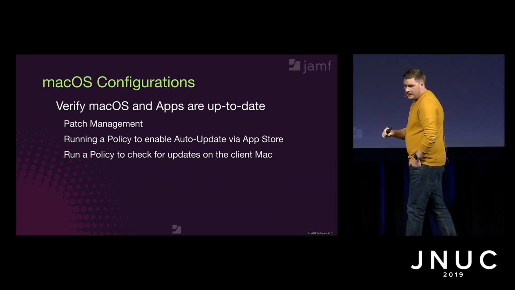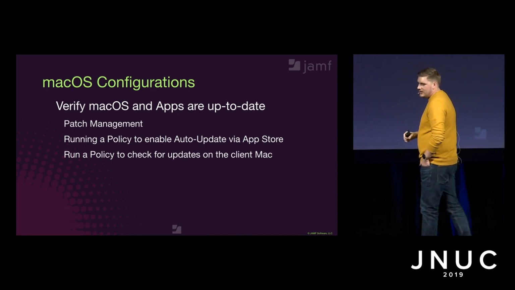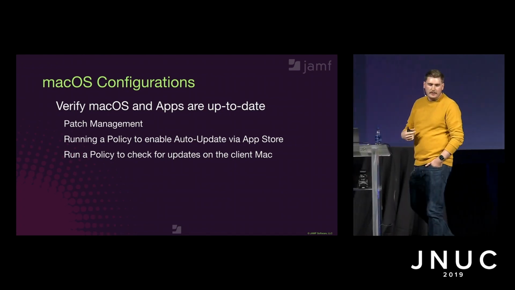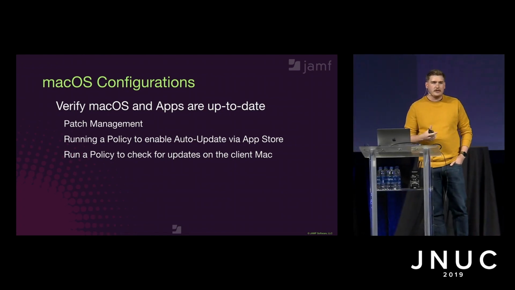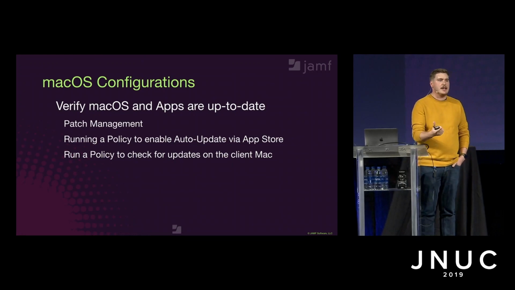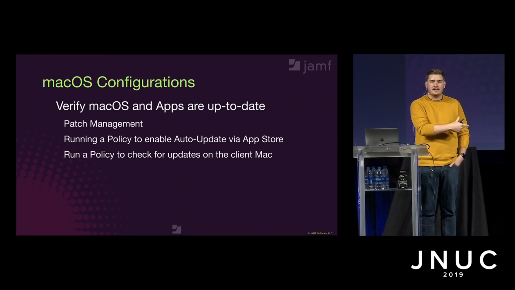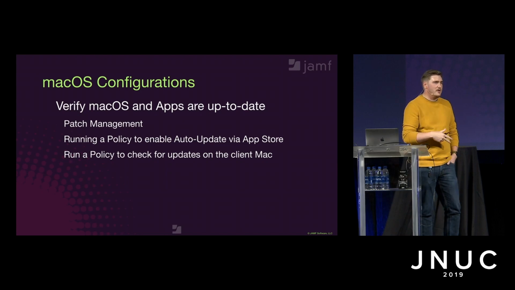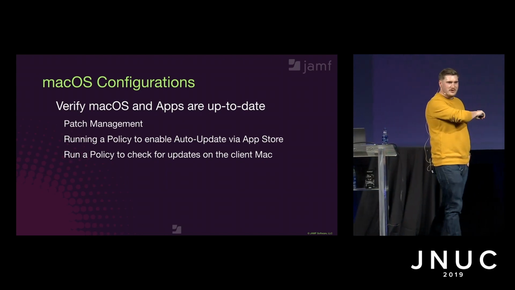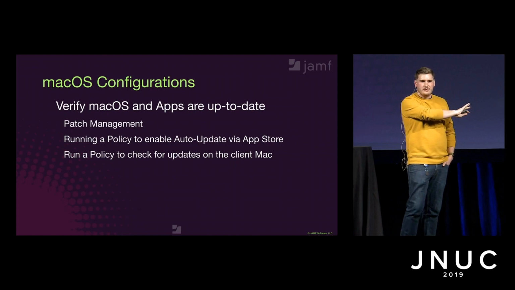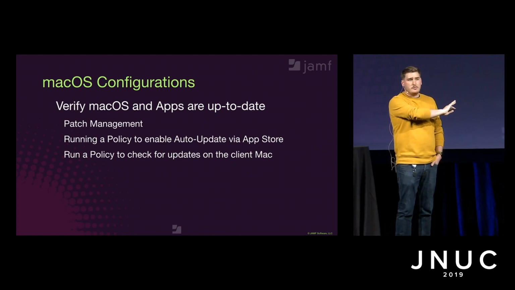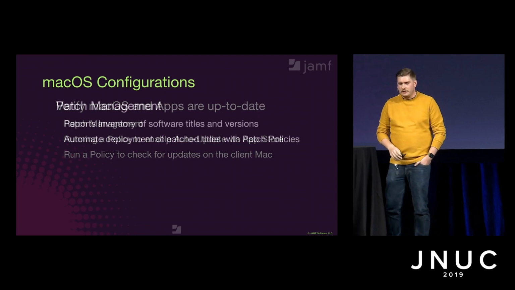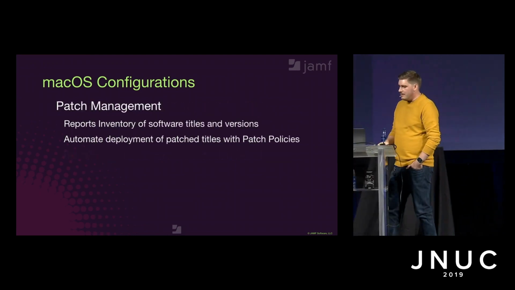Second way is we're able to run a policy to auto-update from the Mac App Store. So if we have App Store apps out there, we can set up a policy to check in with the App Store, see if there are any app updates that need to be run, and run them. And lastly, it's running a policy to tell the computer to go talk to the standard software update server to see if there are any patch or dot releases available on the macOS side. Let's dive a little bit into the patch management side of things here.